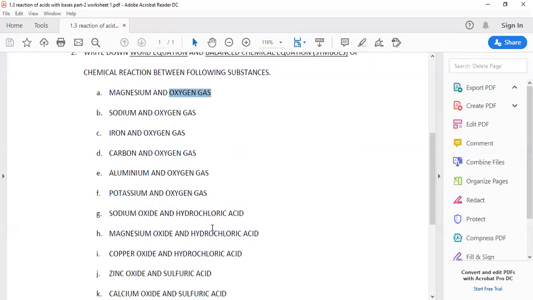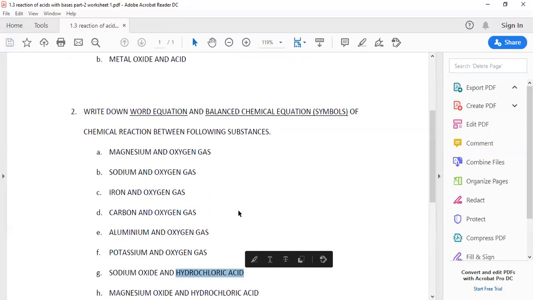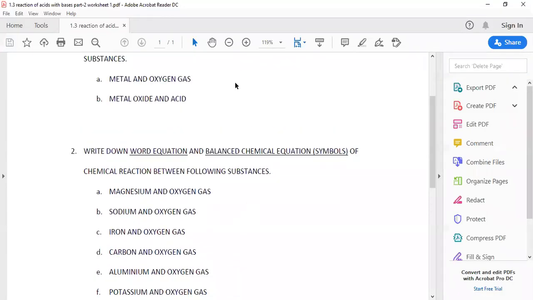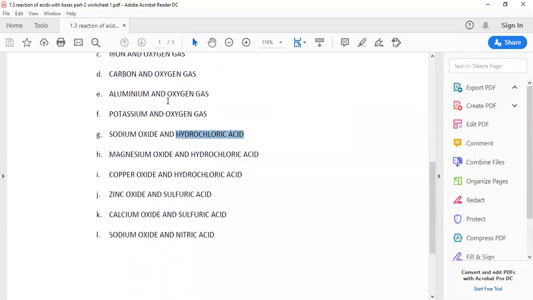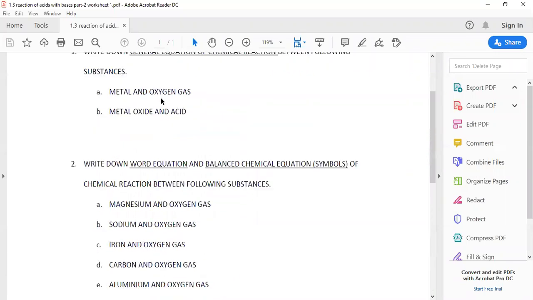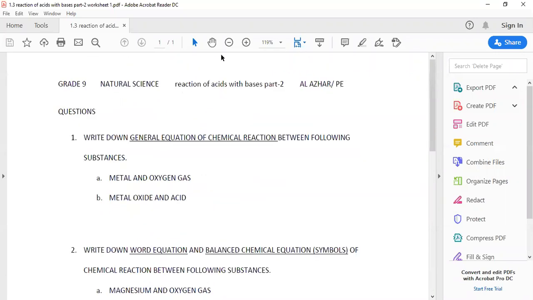Another one is sodium oxide and hydrochloric acid. What is sodium oxide? It's a metal oxide plus acid, which is going to produce salt and water. I just want you to identify which salt it is and what its symbol is, and then write down the equation. Please refer to the slides that I shared with you. Try to answer these questions until next class, and then we will do it together, inshallah.